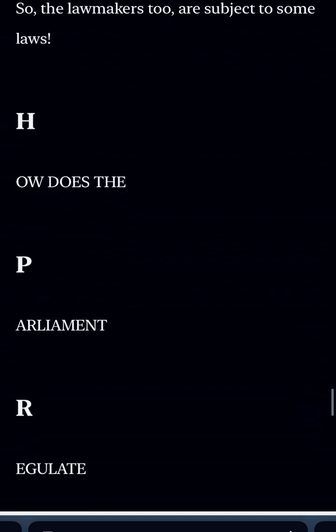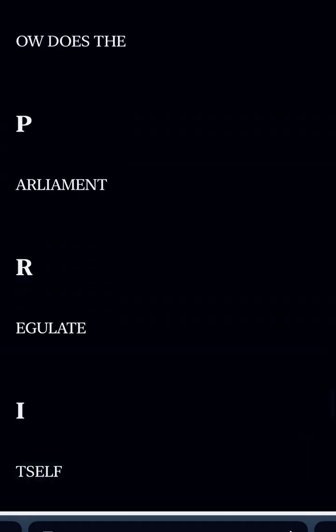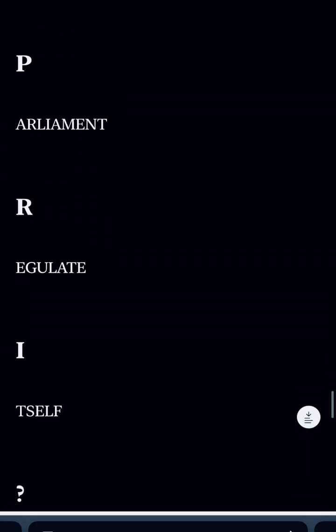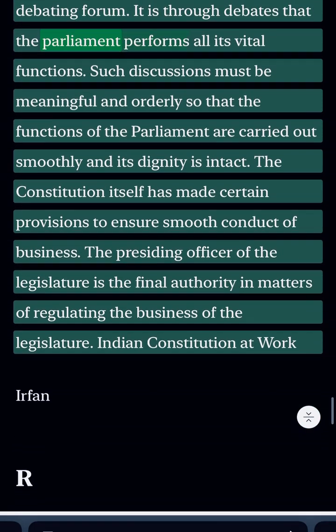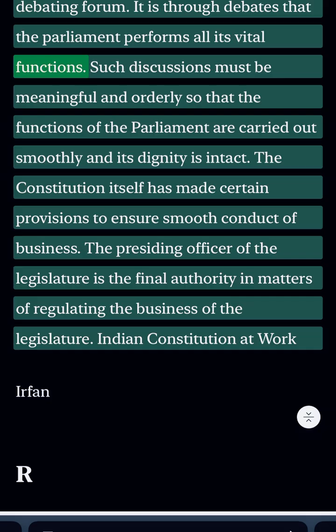How does the legislature regulate itself? Parliament, as mentioned earlier, is a debating forum. It is through debates that the Parliament performs all its vital functions. Such discussions must be meaningful and orderly, so that the functions of the Parliament are carried out smoothly and its dignity is intact. The Constitution itself has made certain provisions to ensure smooth conduct of business. The presiding officer of the Legislature is the final authority in matters of regulating the business of the Legislature.